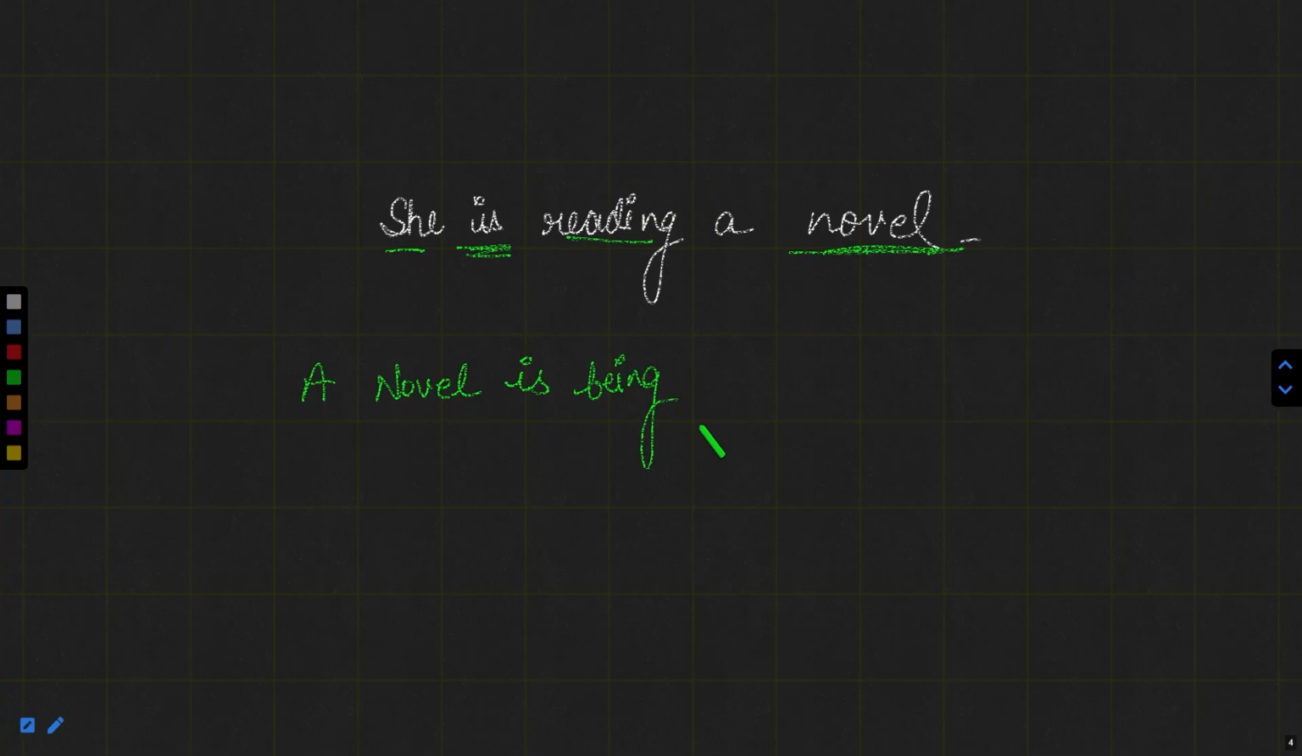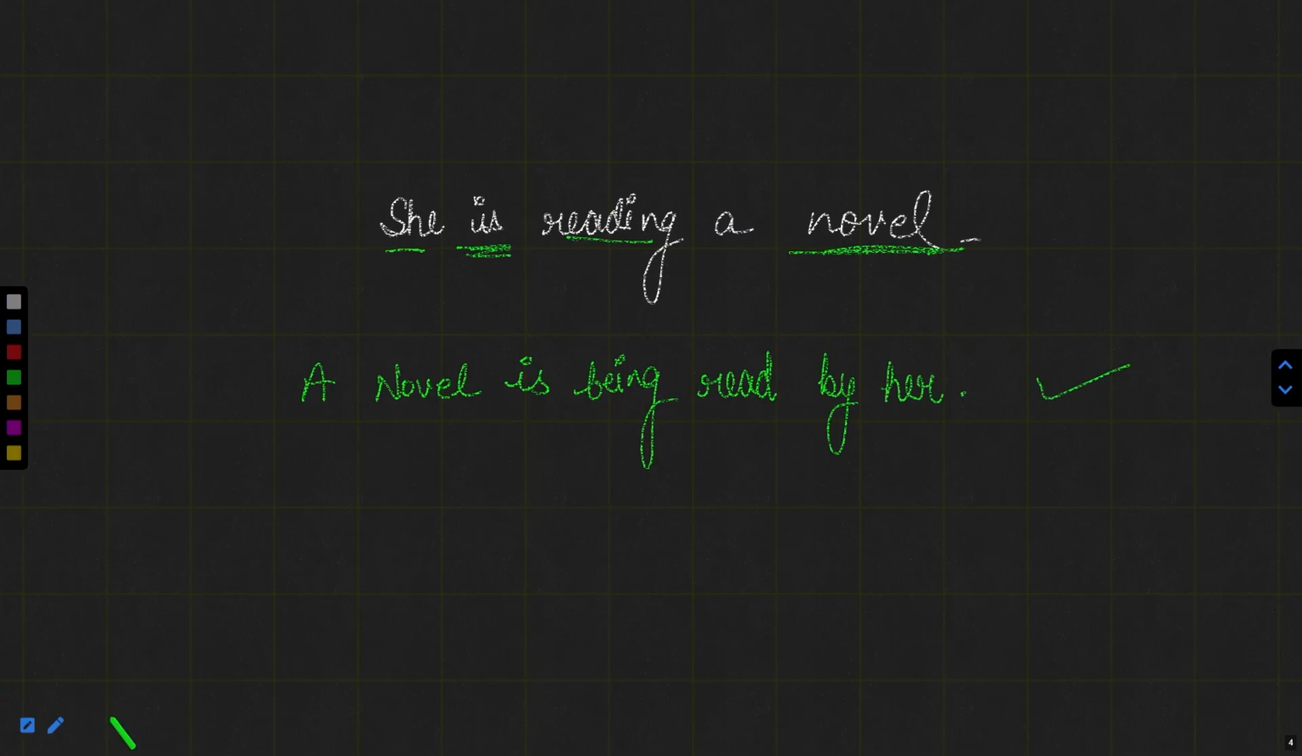Now it cannot happen like if I write is read, because obviously it will not be the continuous structure of the sentence. However, we have to maintain the tense form as well as the passive form together. For example, if there is continuous tense, obviously it requires the ing form, so that should be maintained. So a novel is being read. A novel is being read by her.